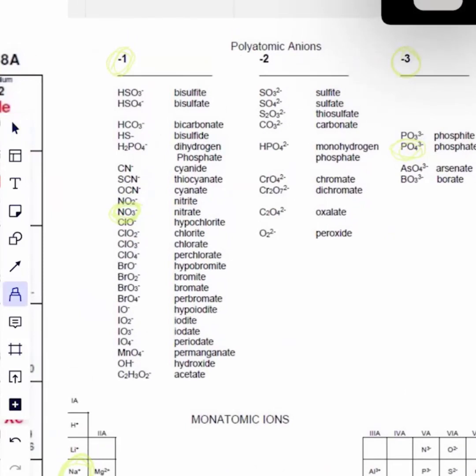Okay, so if you want to pause the video now, you might want to now go ahead and write these out and see if we can come up with the formulas for these compounds, okay? In the meantime, I'm going to scroll up here, back to our problem.